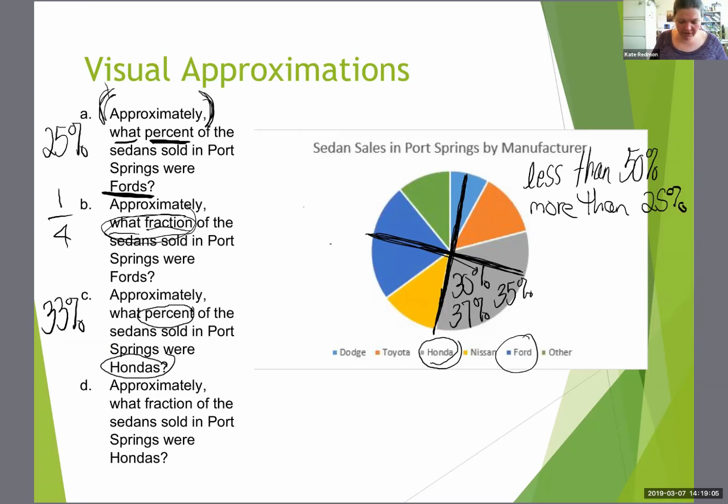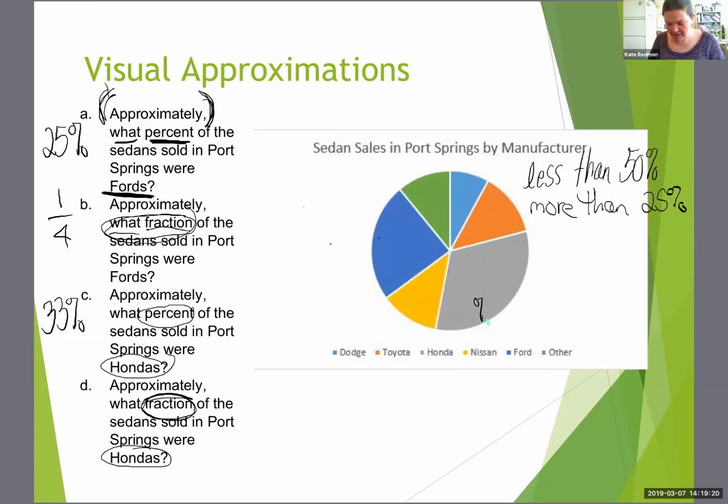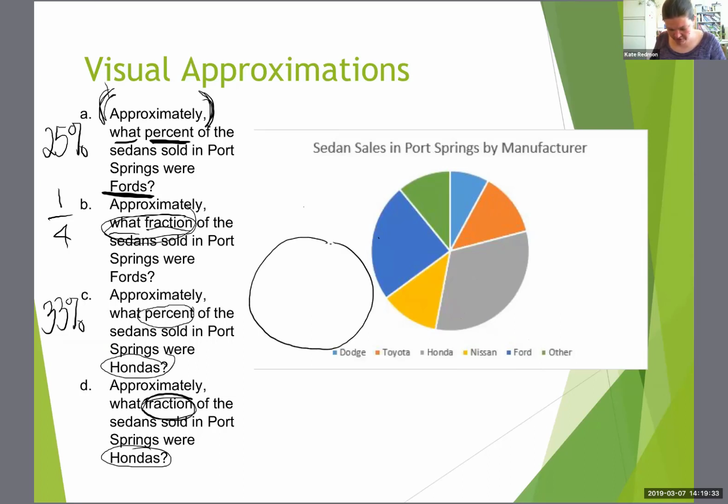D says approximately what fraction of the sedans sold in Port Spring were Hondas. So again, I am looking at those Hondas, but this time I want my answer in the form of a fraction. And spoiler alert, this is why I ended up saying 33, because I had a fraction in my head. When I looked at this graph, I imagined taking a full circle. So let me take my full circle, and there's about the size of my gray piece. Are you guys cool with that? And I imagined if I duplicated the size of that gray piece around the board, how many I'd get. And I think I'd only be able to get 3 in there. Does that make sense? 1, 2, 3.